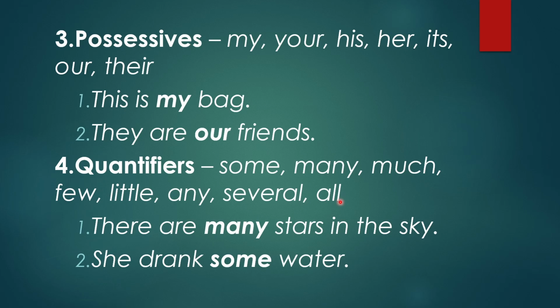It can be used with both countable and uncountable nouns. For example, all the students are attending. Students are countable. All the students are attending the class. If I say, I have lost all my money, this is uncountable. So all is used both for countable and uncountable nouns when we are indicating the entire amount or an entire number of something, right? So this is how we use the quantifiers.